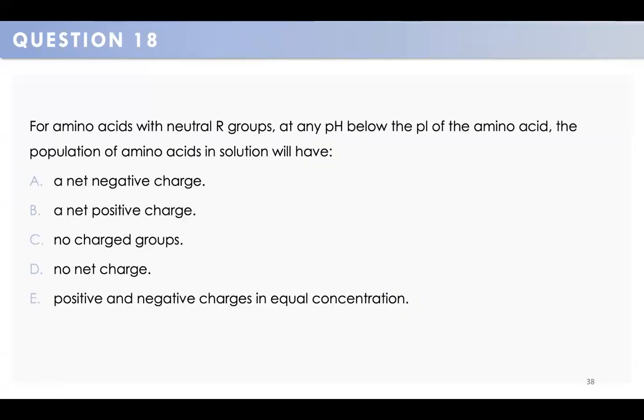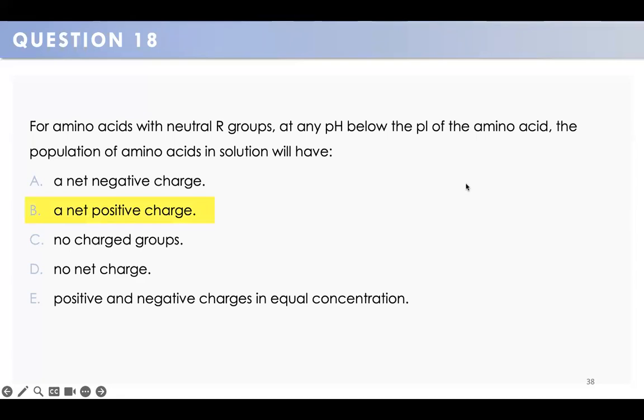Okay, for amino acids with neutral R groups, at any pH below the pI or the pKa of an amino acid, the population of amino acid in the solution will have what? A net negative charge, a net positive charge, no charged groups, no net charge, positive and negative charge in equal concentrations. B, exactly, a net positive charge. Anyone knows why? A cationic state. Perfect. Yes.